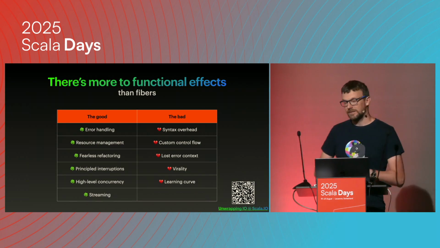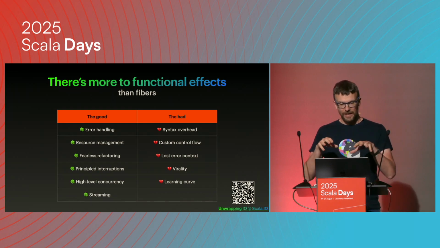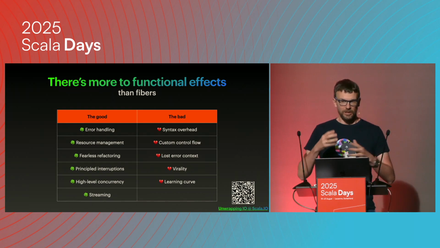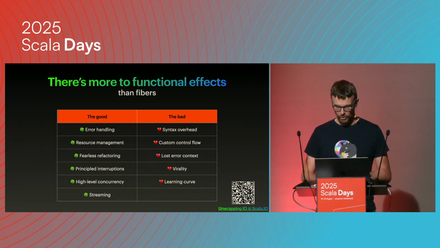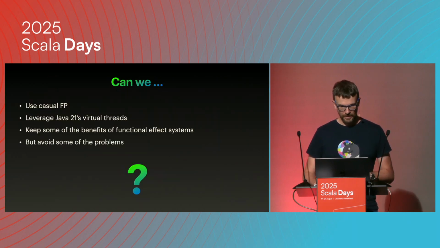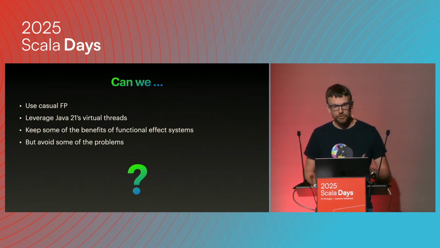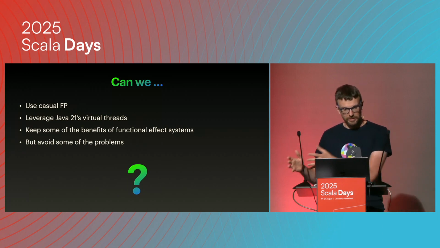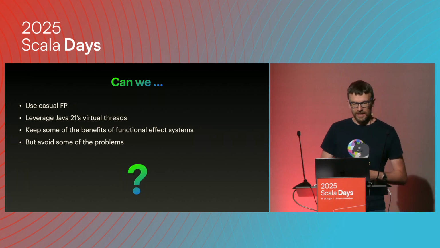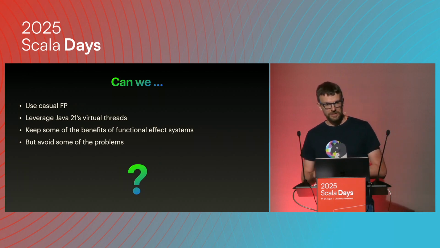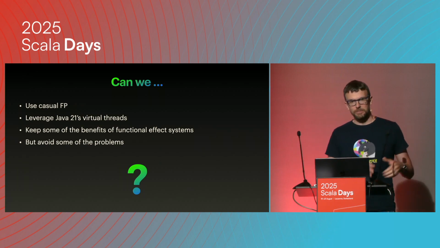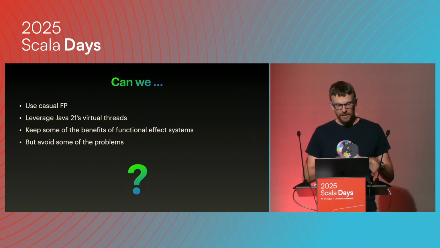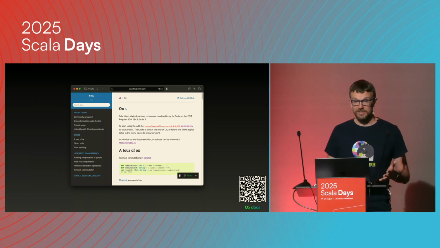And there's another talk I did at Scala.io, which again dives into each of these topics with some code examples. So yeah, the question is, can we use the casual variant of FP, so everything without purity that's good in FP? Can we use Java's virtual threads for asynchronicity and keep some of the benefits of the functional effect systems, but avoid some of the problems? And that's where Ox comes in.